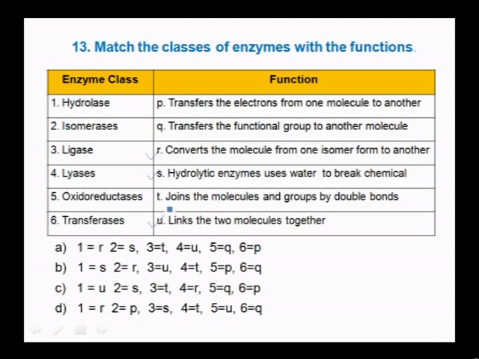Fourth one, lyases. Lyases are associated with the function of joining molecules or groups by forming double bonds. So they will remove the single bond and form double bonds. Next one is oxidoreductase. The name clearly indicates it is associated with electrons. So the option for this is the first one, that is, it transfers electrons from one molecule to another, thereby causing oxidation and reduction one after the other.